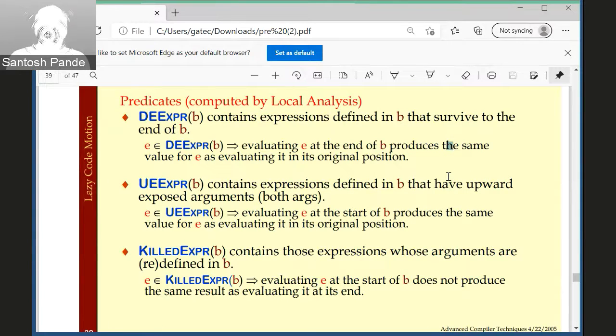So this is the starting point of analysis: to determine the upward exposed expressions which define anticipatability, and the downward exposed which define the availability. And then we have the set of killed expressions in a basic block, where one of the operands is redefined, and so basically this expression doesn't survive the downward motion through the block, which is meant for availability, or upward, which is meant for anticipatability. Once you cross this redefinition point, in the upward direction it is no longer anticipatable, and in the downward direction it is no longer available.